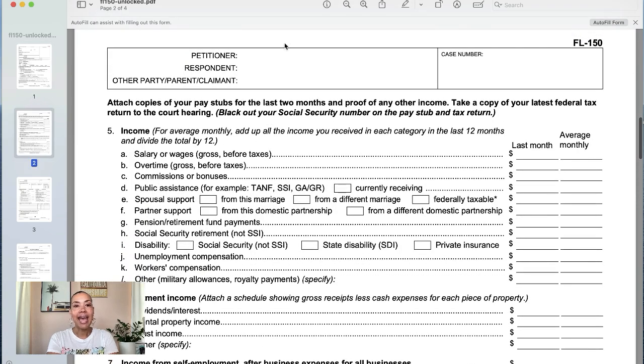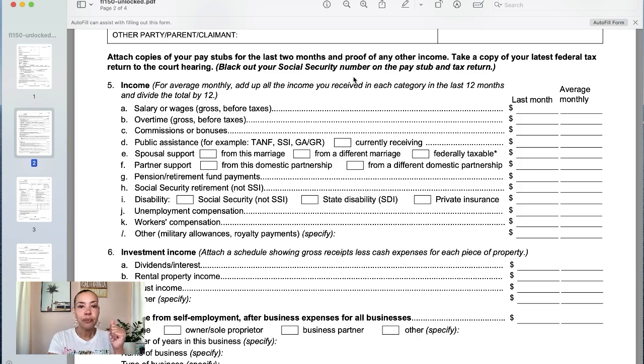Page 2. The heading is going to be the same. They want to know your name, your spouse's name, and your case number. So pay attention here. It wants you to attach copies of your pay stubs for the last 2 months and proof of any other income. Or, if they don't have a pay stub, people may attach a tax return, or later on we'll see about a Schedule C. But they want to know, how much did you make last month, gross, before all of the deductions, before all the taxes came out? And on average, what do you make?